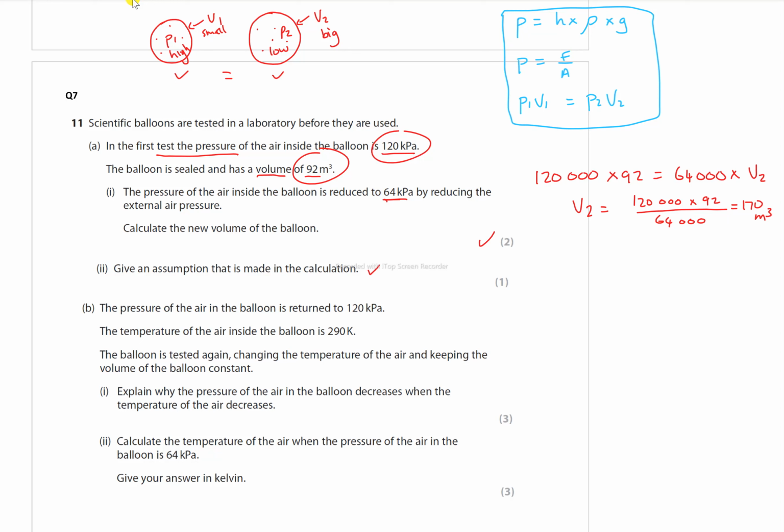Give an assumption that is made in this calculation. Right, okay. Air temperature is constant. That's the one that I know. And the other one that they've said is the same amount, not same volume, same mass of air, same amount of air. If you have the same mass of air, you'll apply this formula. Right, let's just leave it at that.